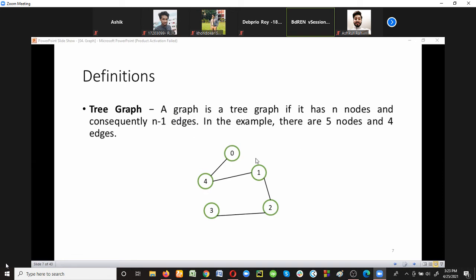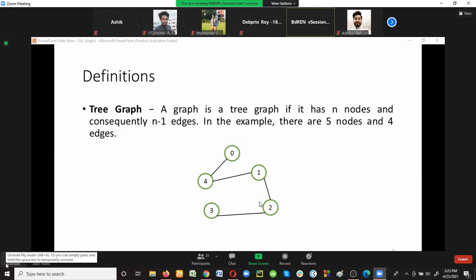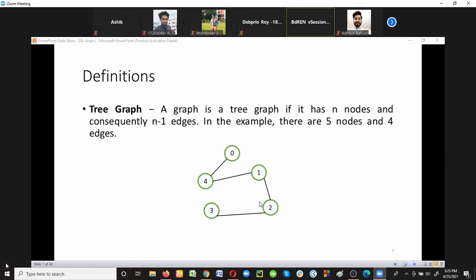Another important thing about tree graph is, if the number of nodes is n, then how many edges can we add? Only n minus 1 edges. In this tree graph, the number of nodes is 5, so how many edges do we have? Only 4 edges. So a tree graph is a graph where the number of edges depends on the number of vertices. If the number of vertices is n, then the edges will be n minus 1. In this tree graph, all the paths are unique simple paths, and we cannot add any loops here, and multiple edges are not allowed in a tree graph.